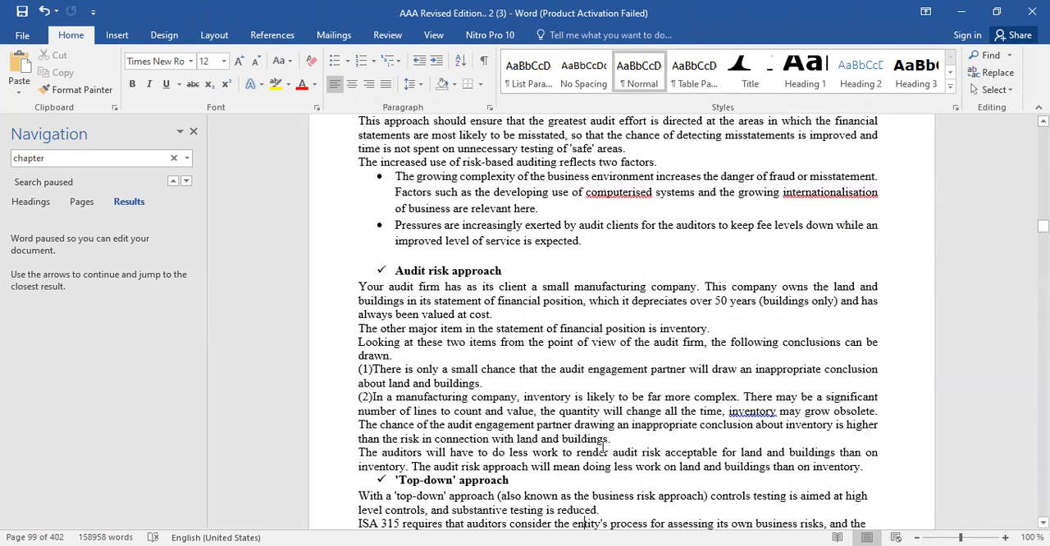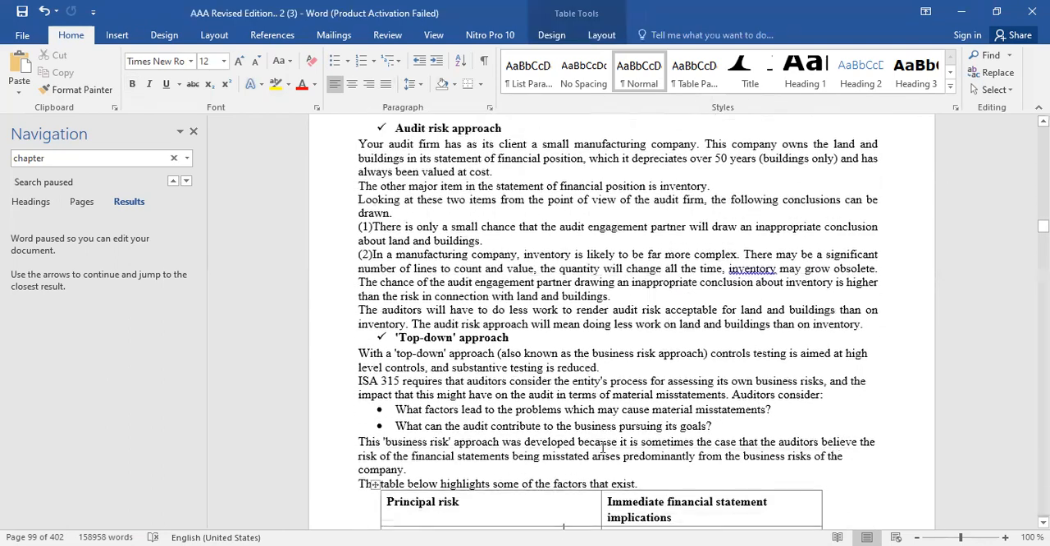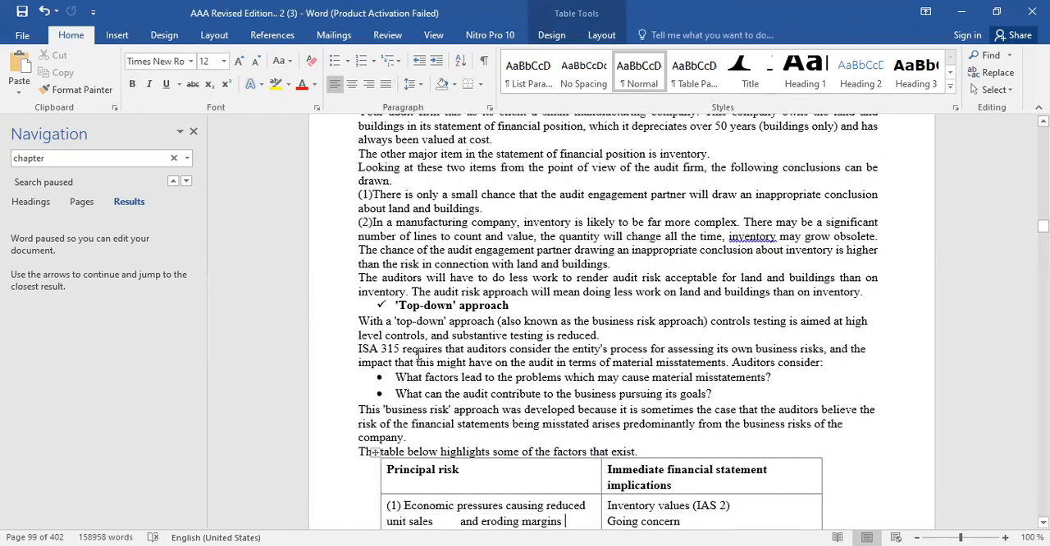So that is what mostly they can ask you about. Those are the areas that they can ask you. I've never seen them asking about this one, the top-down approach. The top-down approach, also known as the business risk approach, not audit risk, or risk-based, but business risk. So control testing is aimed at high-level controls and substantive tests.